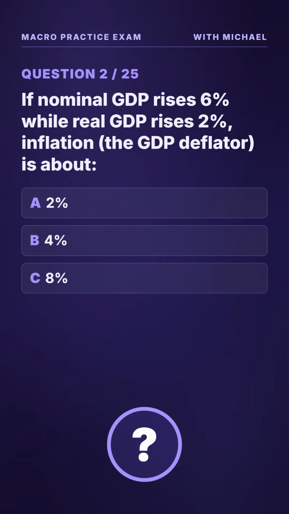Question 2. If nominal GDP rises 6% while real GDP rises 2%, inflation, the GDP deflator, is about A. 2%, B. 4%, C. 8%.